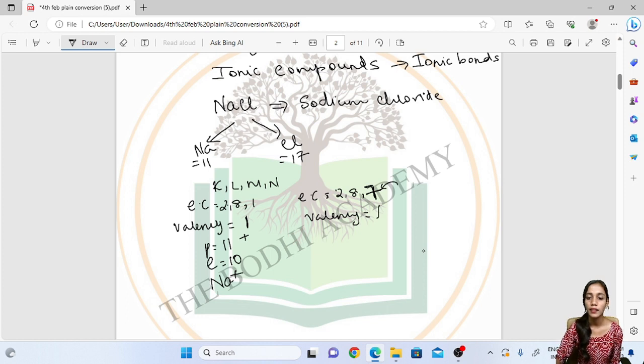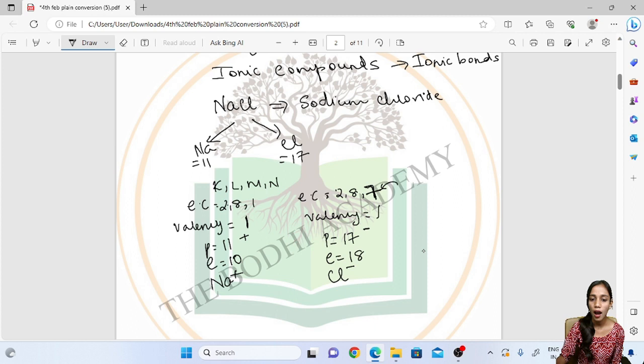In this case, chlorine is gaining the electron. We know that the number of protons in the nucleus of the chlorine atom is 17, and after gaining one electron, the number of electrons will be 18. So the protons are one less, one less charge. That's the reason chlorine gains a negative charge after it has gained an electron. So sodium gains a positive charge and chlorine gains a negative charge.